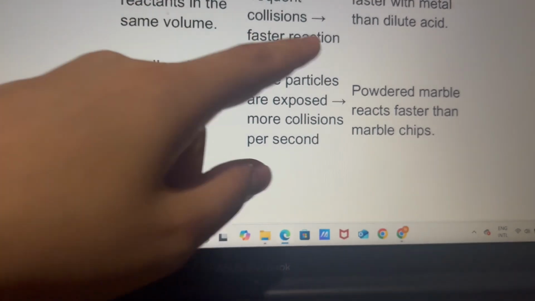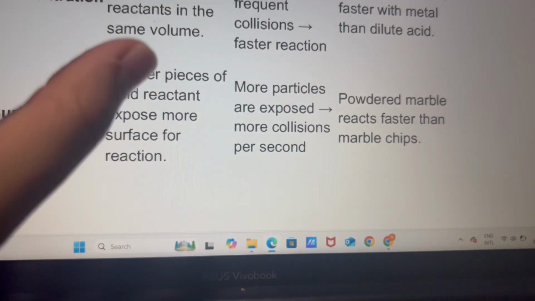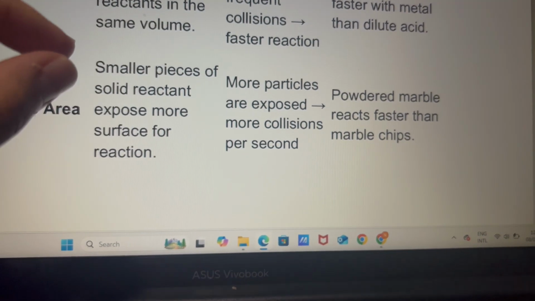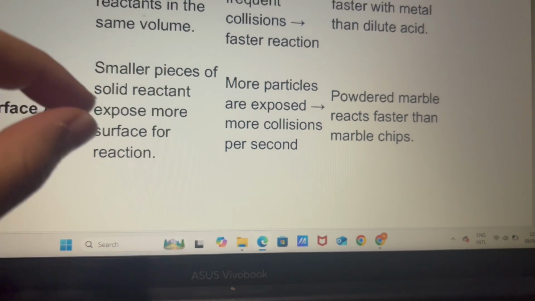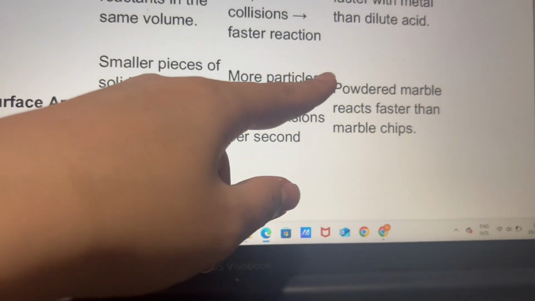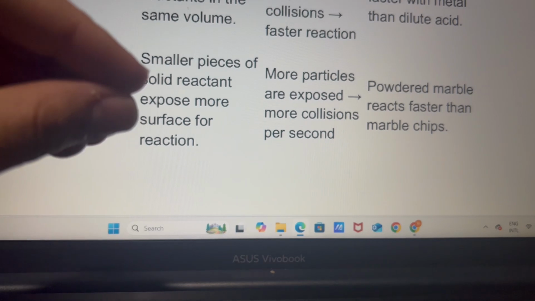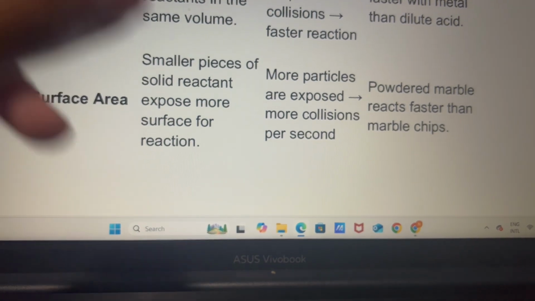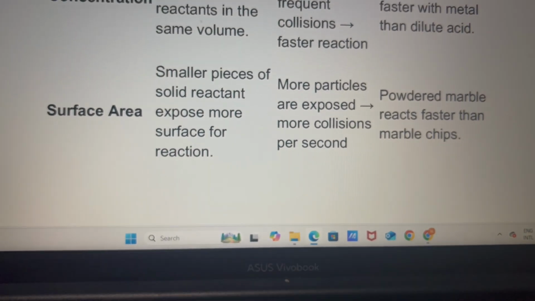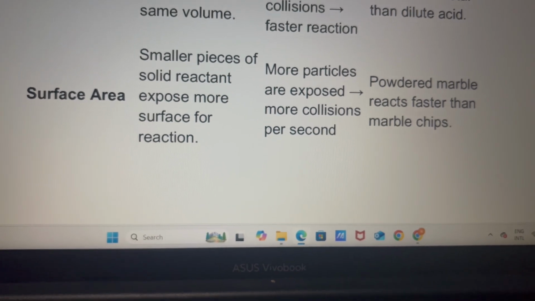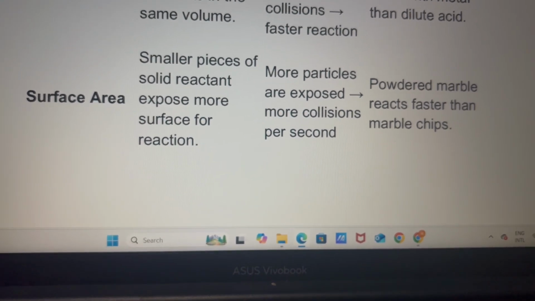For a chemical reaction, if you have powdered marble and if you have marble chips, which one will react faster? The powder, of course, will react faster than the marble chips. So you need to make the particle size smaller to react more, to expose more particles to the reactants and to make them collide more.